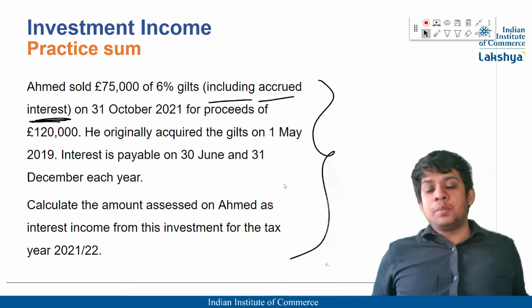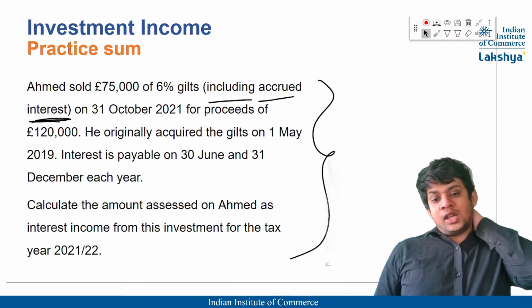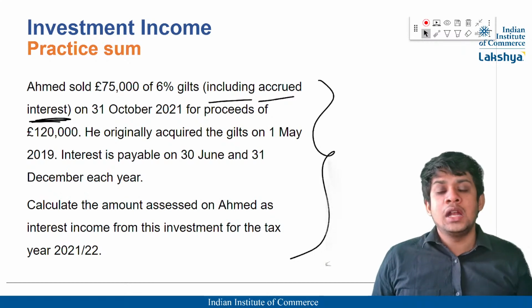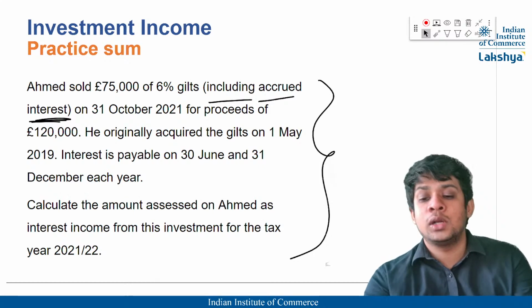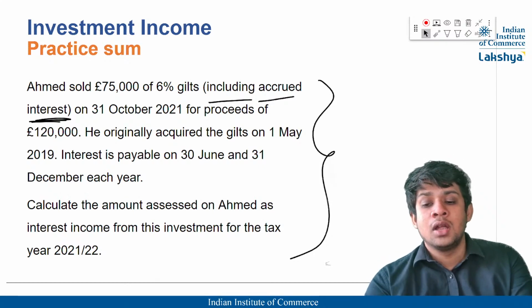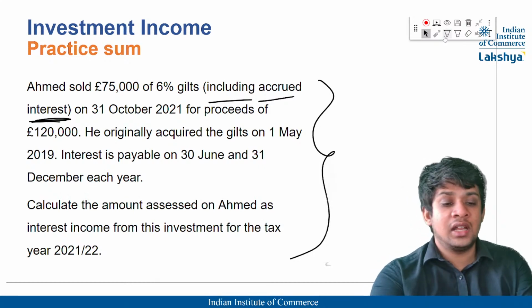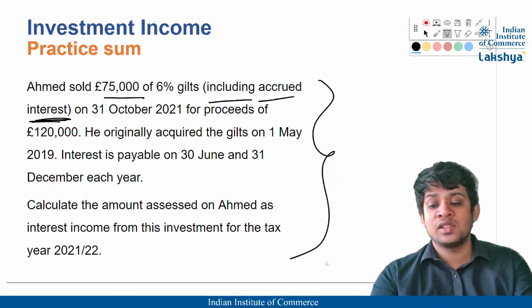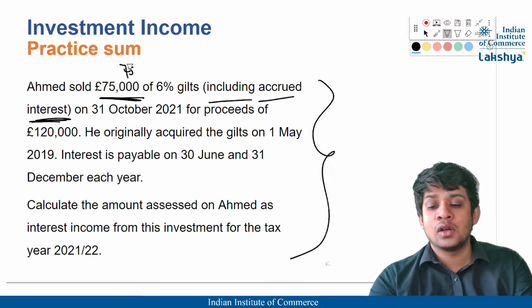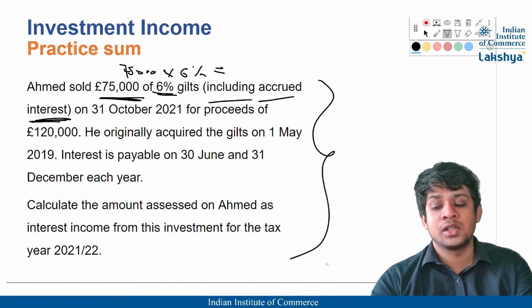What happens is when I purchase gilt-edged bonds or any sort of bonds, its interest accrues every year. That means I'm going to receive certain interest on it every year. Maybe say I've purchased these bonds of 75,000. 75,000 is the value of the bonds and these are 6% gilt-edged bonds. So that means I receive interest of 6% on it.